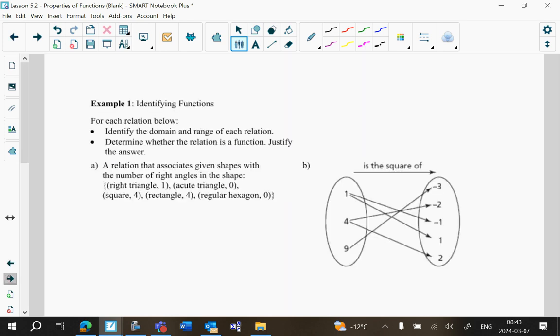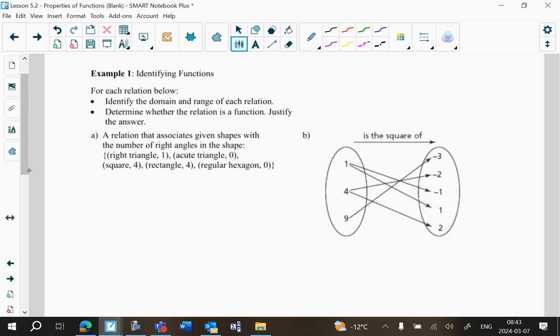So let's look at a couple more examples. So we've got 2 relations here in A and B. One is given as a set of ordered pairs. The other is given as an arrow diagram. So you're asked to do 2 things: identify the domain and range of each, and state whether it's a function and why.